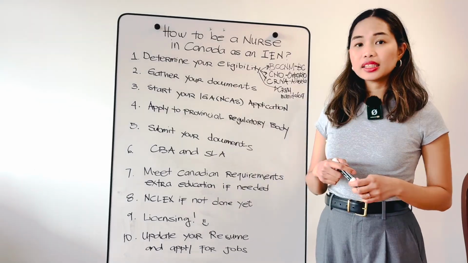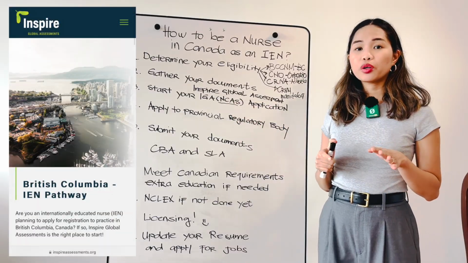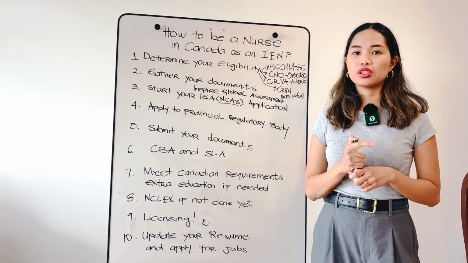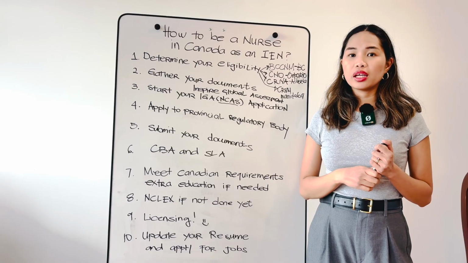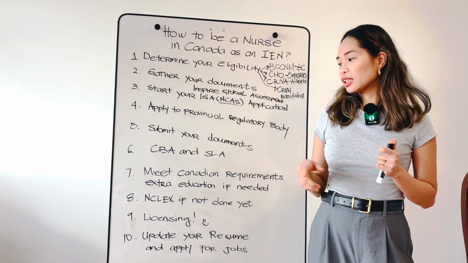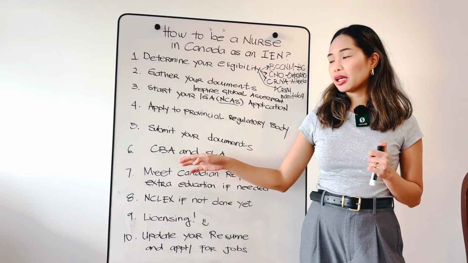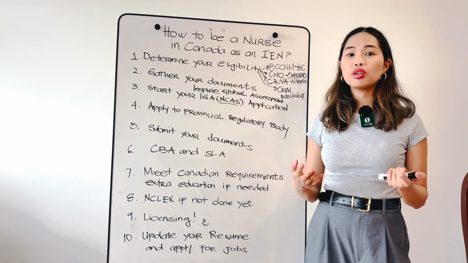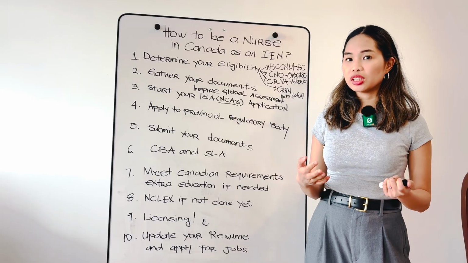Next step would be your Inspire Global Assessment or NCAS. What they will require from you is proof of identity and your nursing education. So all your transcripts and things like that. So start your application. They will let you know if you are eligible for CBA and SLA. CBA stands for Computerized Based Assessment and Simulation Lab Assessment. So they will validate and they will assess your nursing skills and nursing knowledge.